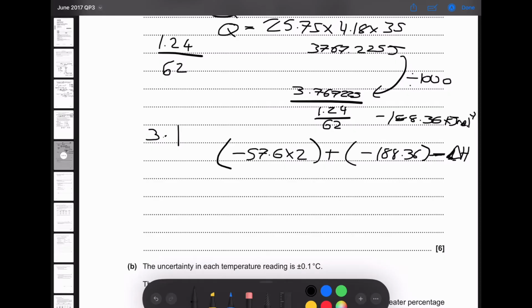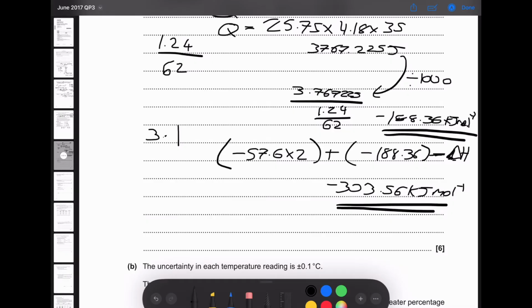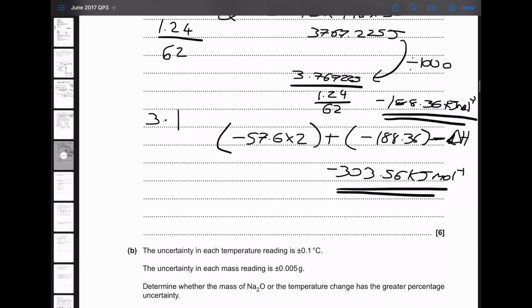there it is. So, minus 57.6 times 2 plus minus 188.36 gives us minus 303.56 kilojoules per mole. And then just underline that one as well. And our sign in this one, at least, is correct. It is in the other one now, but I should have spied that sooner. I'm very sorry.